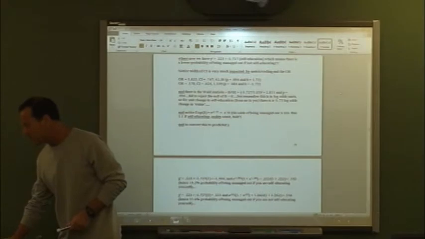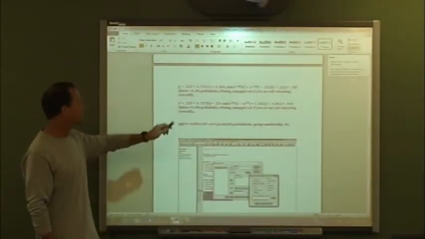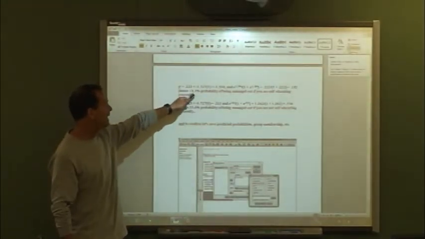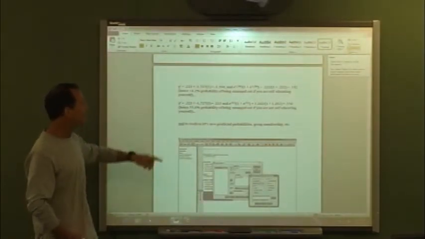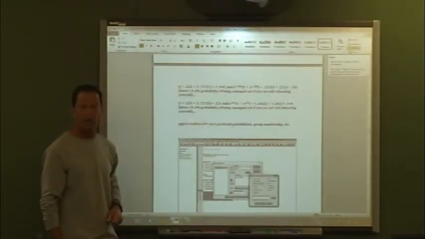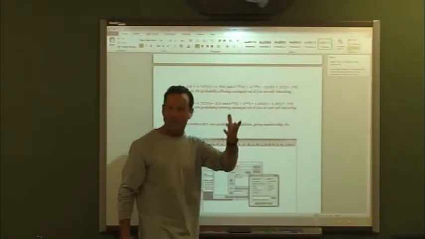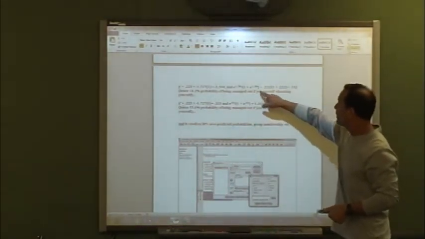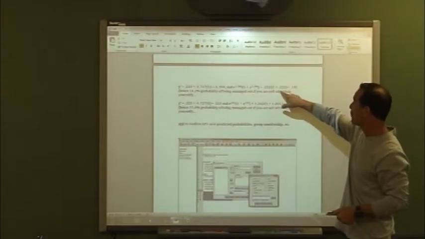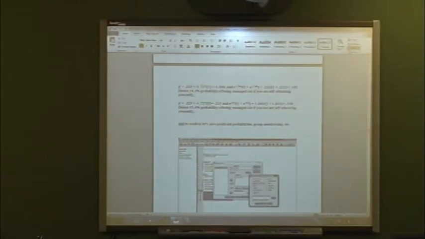As you know, we can convert these to predicted y's. So here's my regression solution: 0.223 plus negative 1.727, and let's put in a 1. And the predicted score is negative 1.504. That's your predicted score. And if I do e to the negative 1.504, this essentially equals 0.22 over 1.22. That means there's an 18% probability of being managed out if you're self-educating yourself.